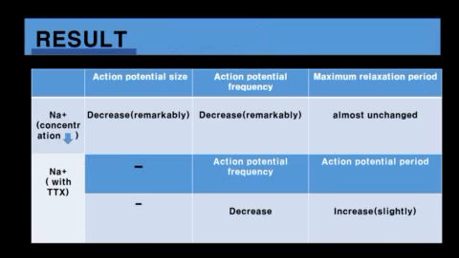This is the experiment result about the four ions' effects on heart automaticity. First, for the change of extracellular sodium ion concentration, as sodium ion concentration decreased, the size of the action potential and the frequency were remarkably decreased. Maximum lag phase potential was unchanged, and the action potential frequency was largely decreased. With TTX, the blocker of sodium, action potential frequency decreased and action potential period slightly increased.